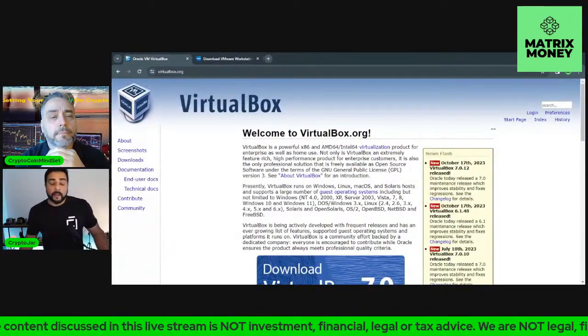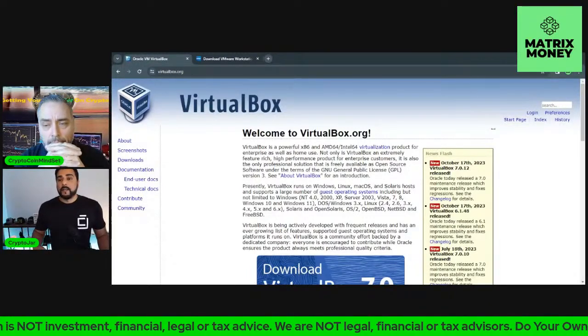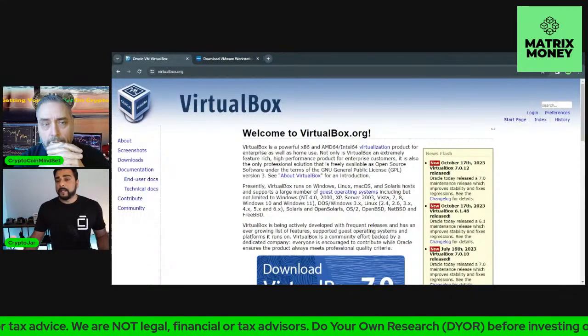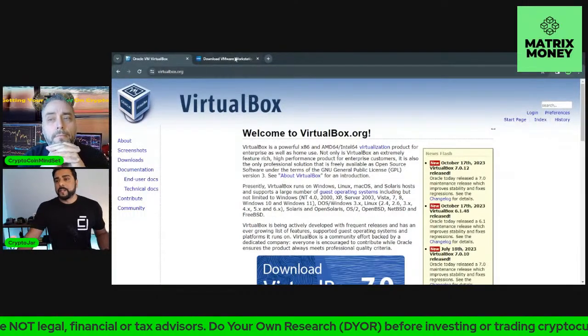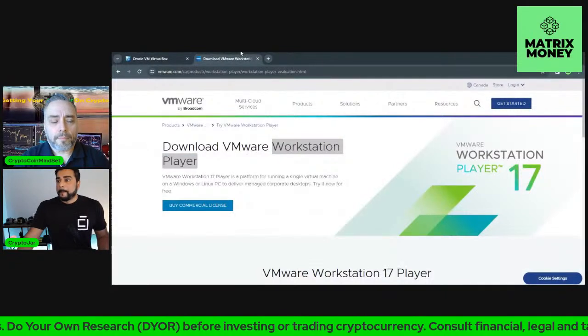Both are very solid. I have a separate channel if you're looking for guides. It's called GeekWire. It will walk you through those installation steps. Maybe I'll link that in the description below. But the installation and setup of these operating systems is fairly easy. What else do I have here?